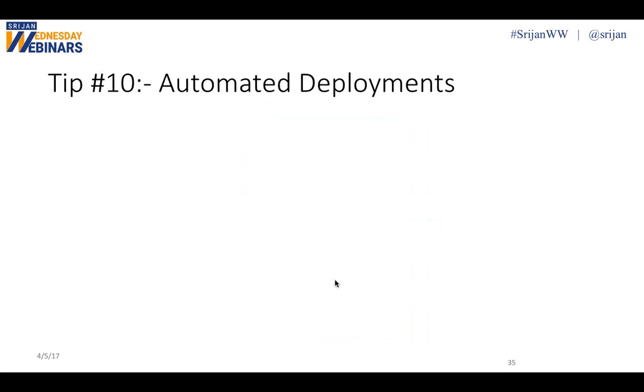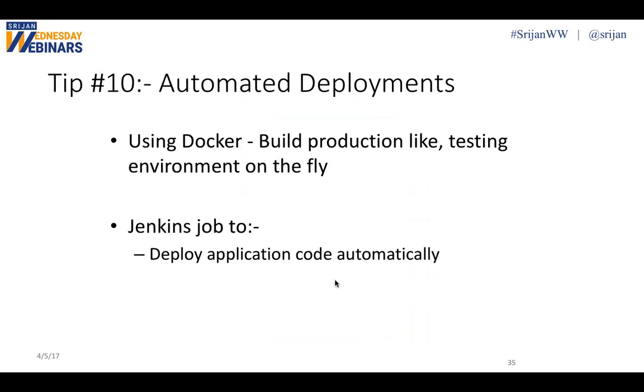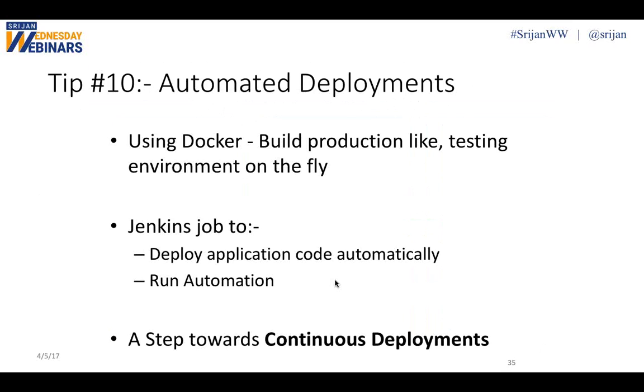I would like to share one case study here, which we did at PayUMoney using Docker. We use Docker to build production-like environments at PayUMoney. And then we have a Jenkins job to deploy automation code, automatically run automation, and then share the reports. All this happens in a seamless fashion, and this is a step towards continuous deployment.